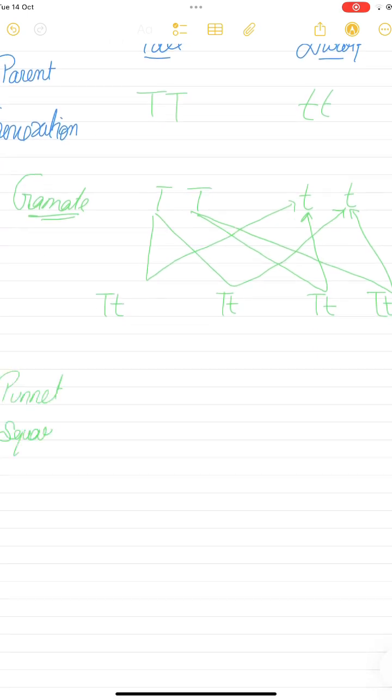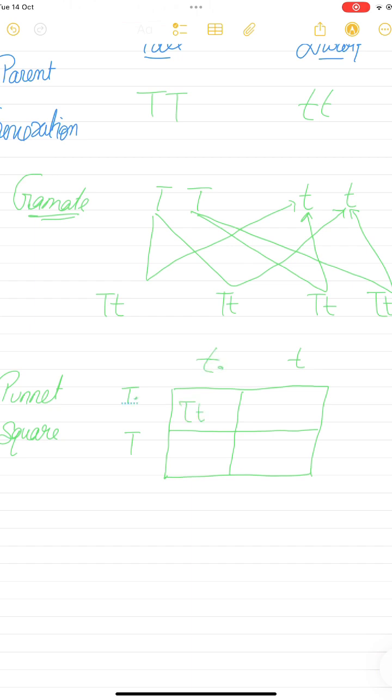Now we are going to make a Punnett square. This was the regular crossing, but if your teacher asks, you can make a Punnett square also. You cross big T to big T, big T to small t, and so on. You can see in both crossings the result is the same. You can do whatever you want.